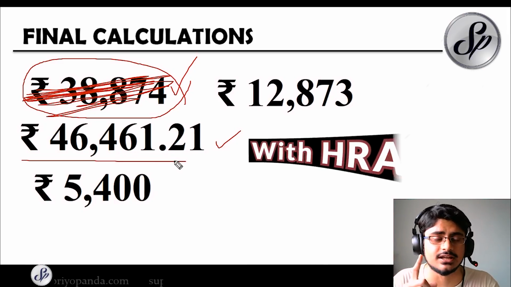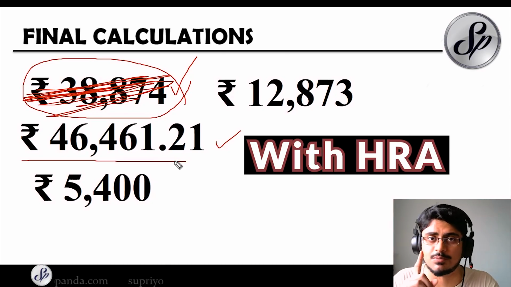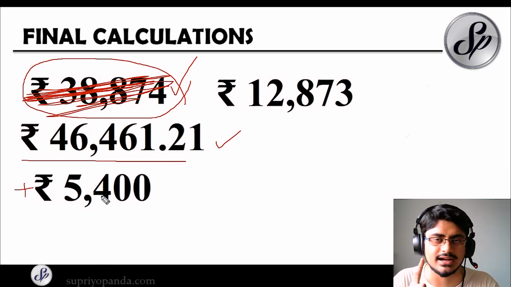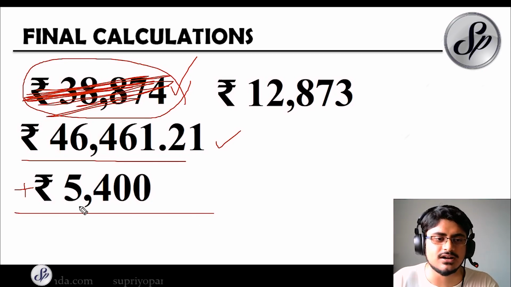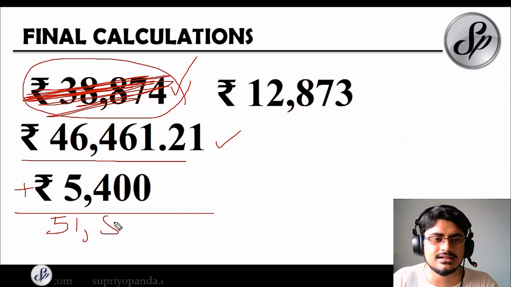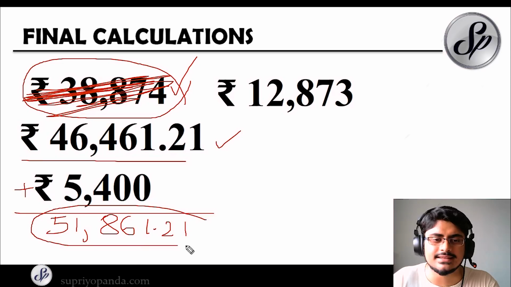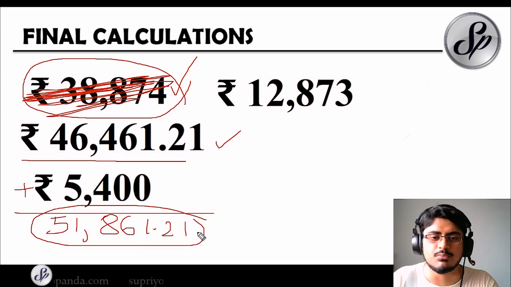Now remember that we are calculating with HRA, so we have not taken into consideration the leased accommodation. Remember this. And now we have to add 5,400 because, as I told you, the 4-in-1 that you are going to get is the monthly thing that you are going to take. If you add these two, it comes to 51,861.21. So this is your net pay that you are going to get in hand per month, 51,861.21, if you are taking the 4-in-1 and manually taking your allowances.